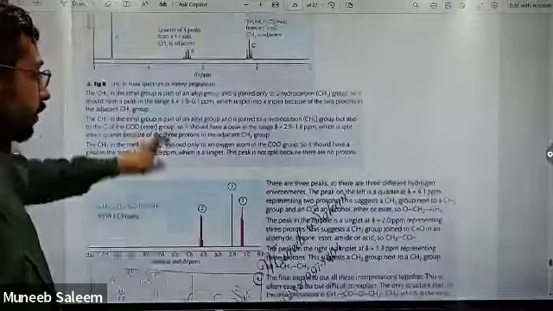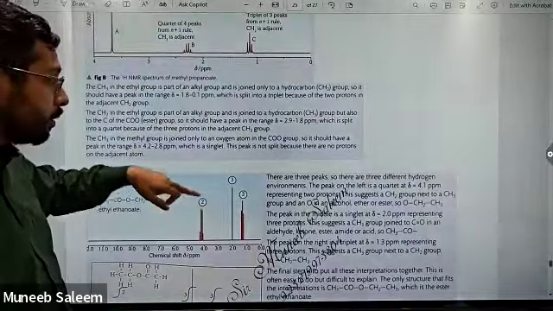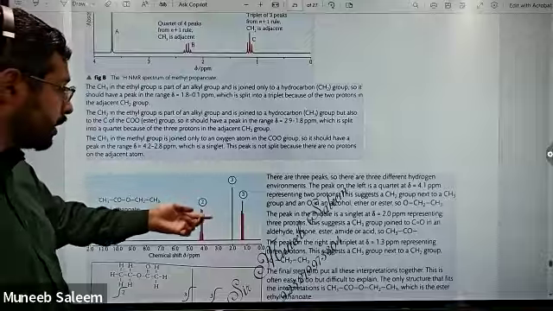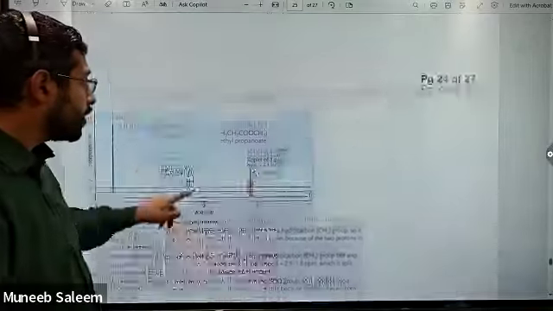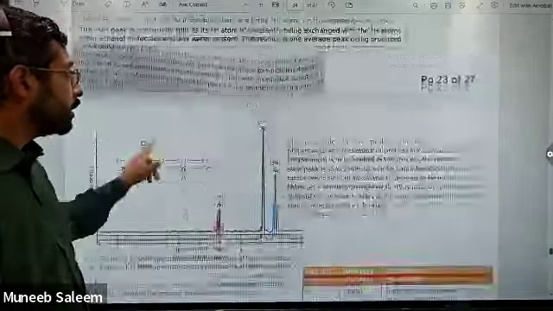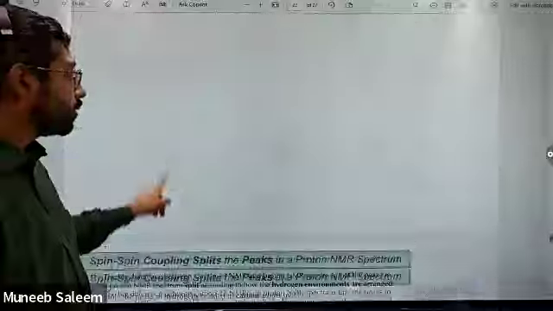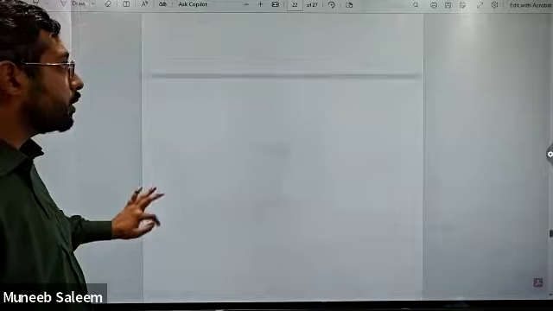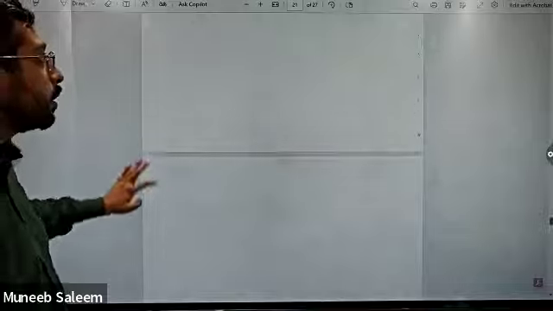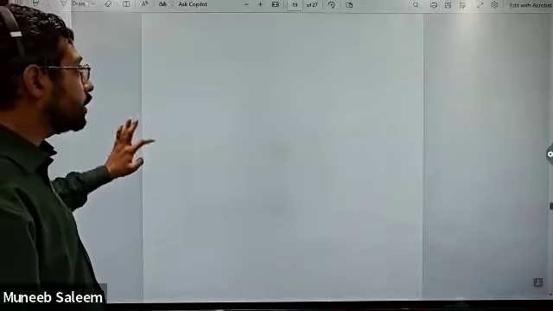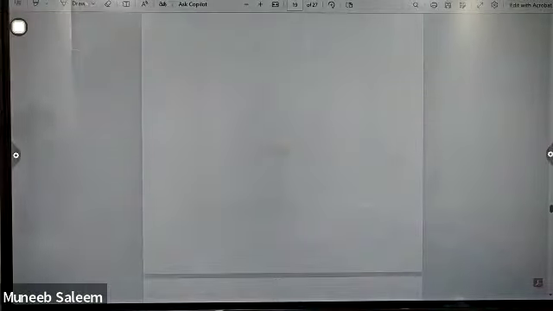So we will differentiate, and you will study in detail about high resolution NMR spectroscopy and low resolution NMR spectroscopy. First, we will go back to low resolution NMR spectroscopy, how the spectra are formed and what their applications are.